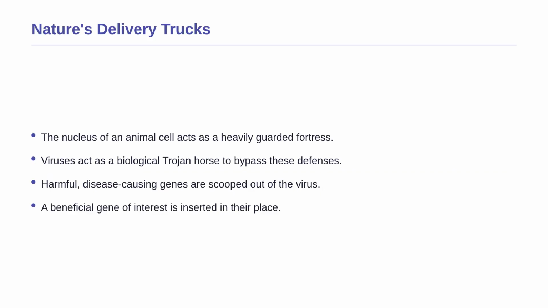To understand how this works, imagine you need to deliver a highly sensitive package into a heavily guarded fortress. If you just walk up to the gate, you will be turned away. But what if you disguise your package inside a Trojan horse that the guards are already programmed to let in? In animal biotechnology, the fortress is the nucleus of an animal cell, and the Trojan horse is a virus. By scooping out the harmful, disease-causing genes of a retrovirus and replacing them with our beneficial gene of interest, we create a highly efficient, microscopic delivery truck.